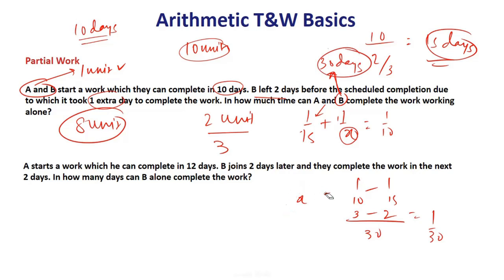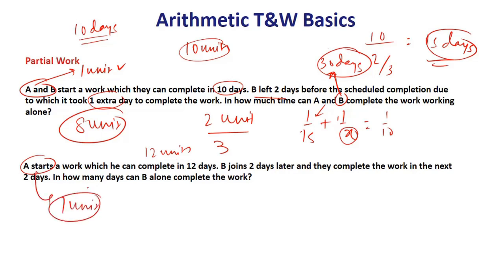Again, moving forward to the next question here. Let us see. A starts a work which he completes in 12 days. B joins 2 days later and they complete the work in the next 2 days. Very nice. So let's say that the work is 12 units. In that case, A can do it in 12 days, so A does 1 unit every day. So in 2 days, he has done 2 units and the remaining work is 10 units.